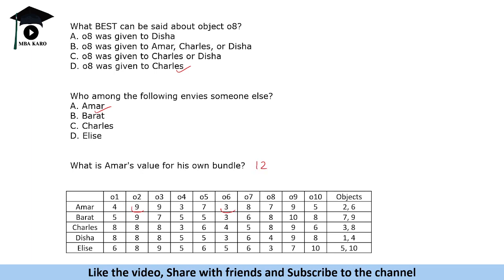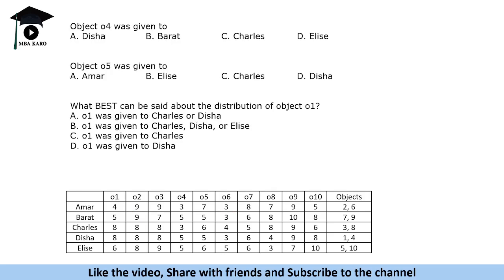Now this was a TITA question, right? And if you figured out that Amar cannot get 16, you could have just randomly put the answer. You could have marked 12, 14 or 10, just a guess. And if you got 12, maybe you got three marks in the examination. So one must not skip TITA questions and should try to enter some values in them. O4 was given to Disha. Object O5 was given to Alice.